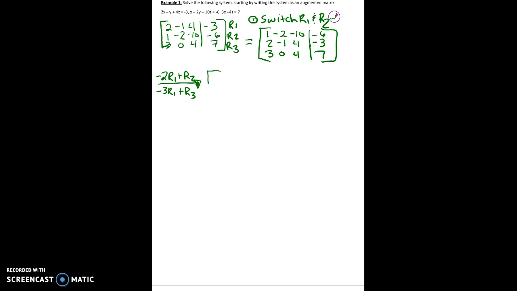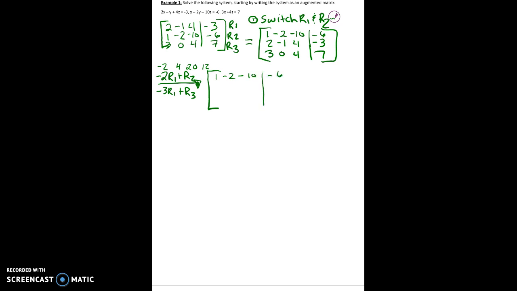So instead of showing a ton of work, and I'll show you why in a minute, we can just do this. I find it helpful to actually write down what negative 2 times row 1 is, just real quick. Negative 2 times 1 is negative 2. Negative 2 times negative 2 is 4. Negative 2 times negative 10 is positive 20. And negative 2 times negative 6 is positive 12. The reason I want to do that is it makes it easier when I'm adding. So I have 1, negative 2, negative 10, negative 6.